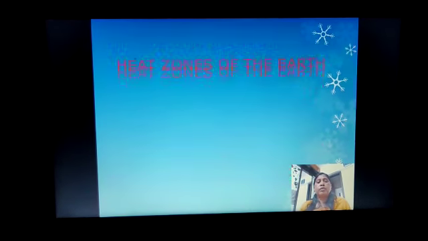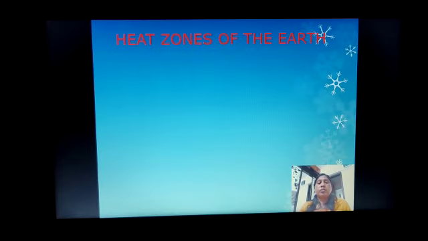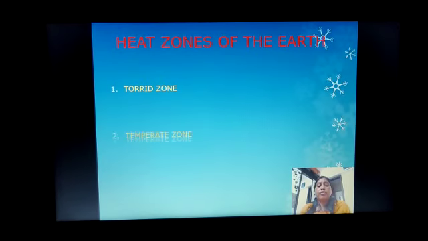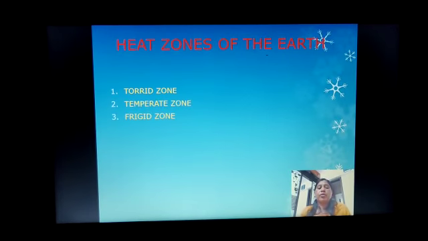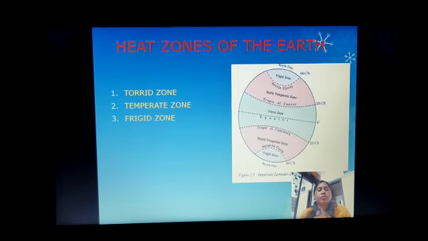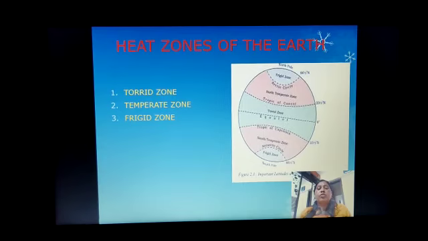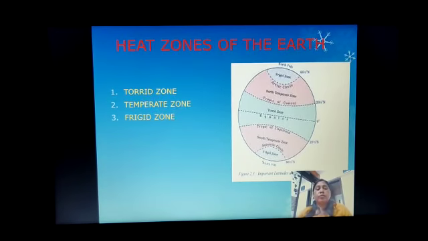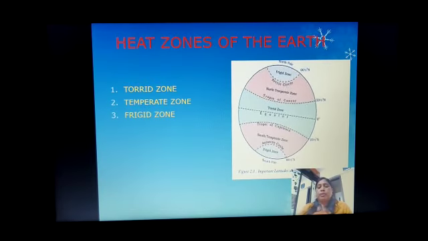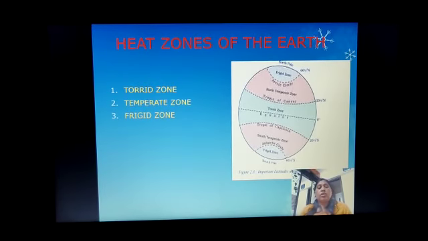Today's last topic, heat zones of the earth. The world's climate can be divided into three main groups: torrid zone, temperate zone, and frigid zone. Okay, now I am going to explain these three zones. Torrid zone. Torrid zone is the very hottest zone. It lies between the Tropic of Cancer and Tropic of Capricorn. Torrid zone receives direct rays of the sun throughout the year, so it is very hot.